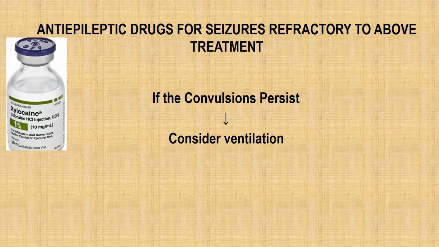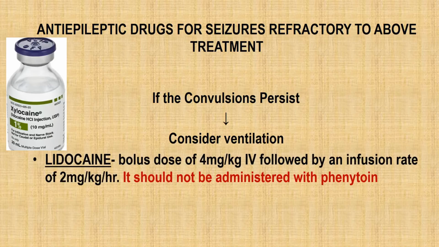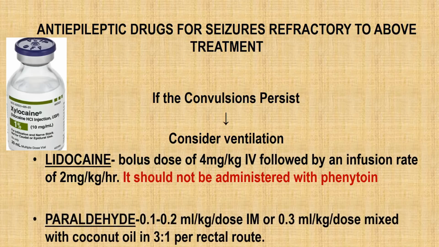So lidocaine 10 milligram per ml concentration is available. In this, the bolus dose is 4 milligram per kilogram IV, followed by an infusion rate of 2 milligram per kilogram per hour. But we should remember lidocaine should not be administered with phenytoin. Whenever we are starting this drug and the patient is having refractory seizures, we should stop the phenytoin. Otherwise, complications will develop.